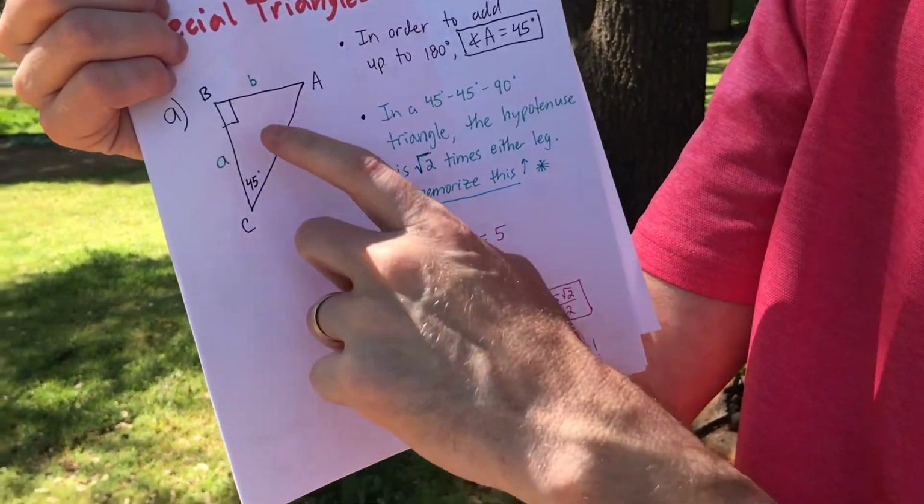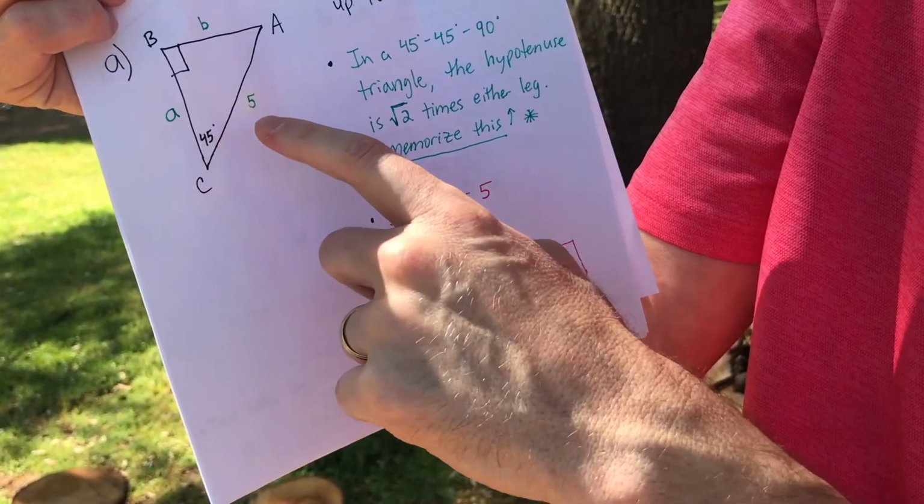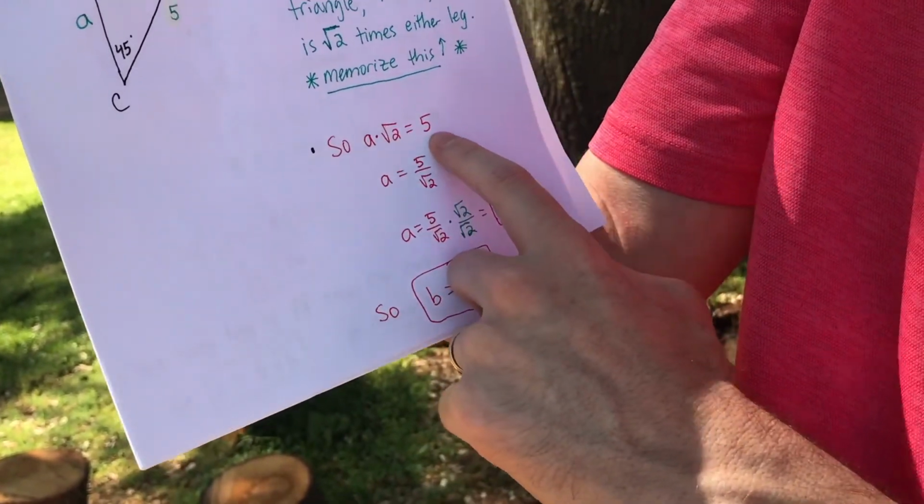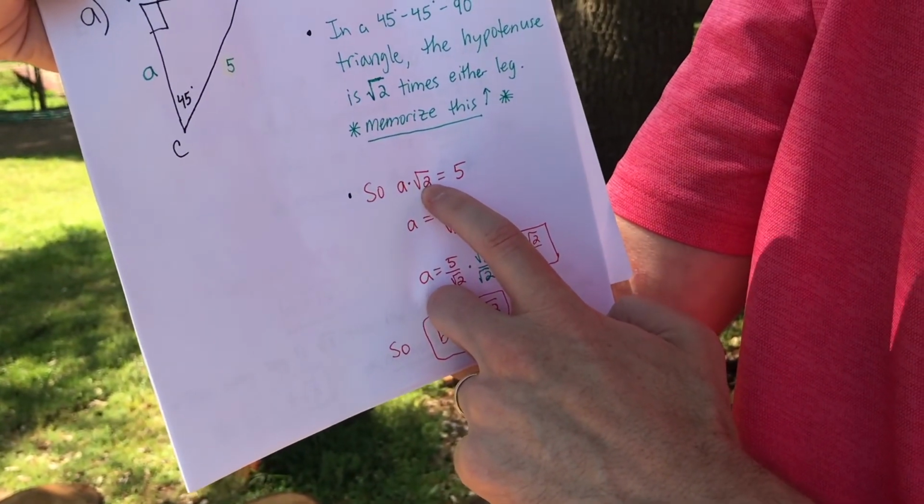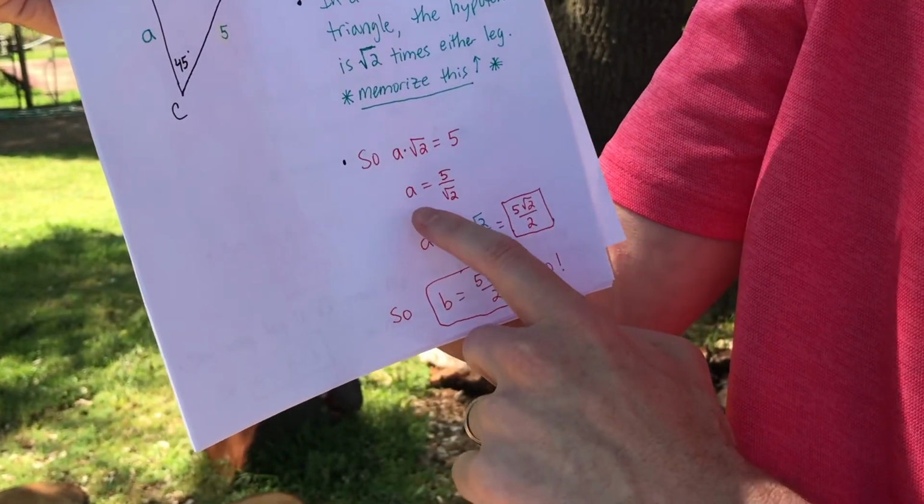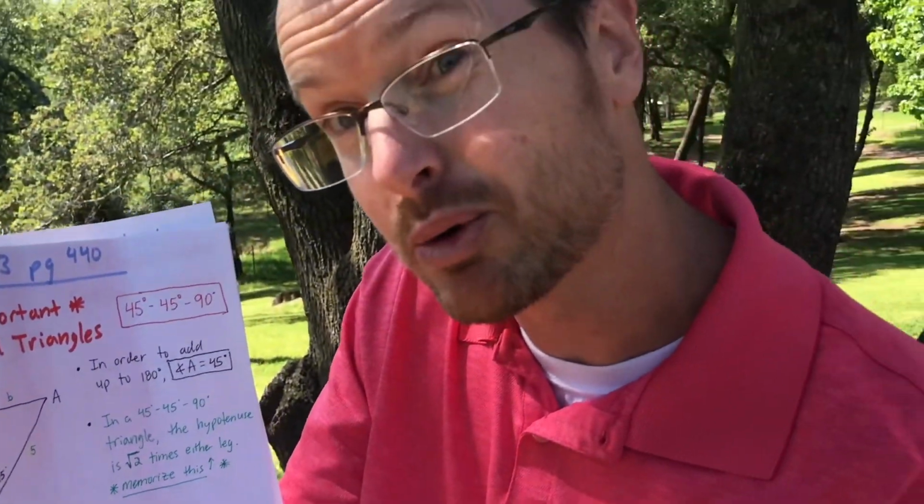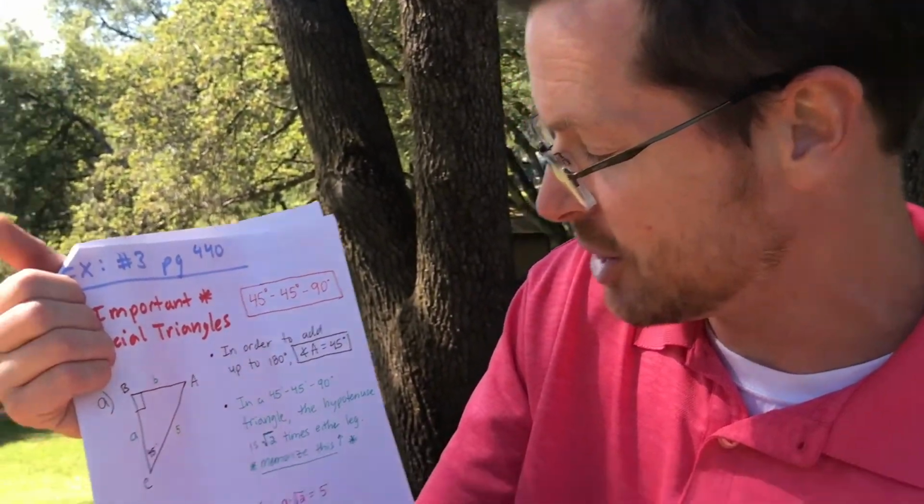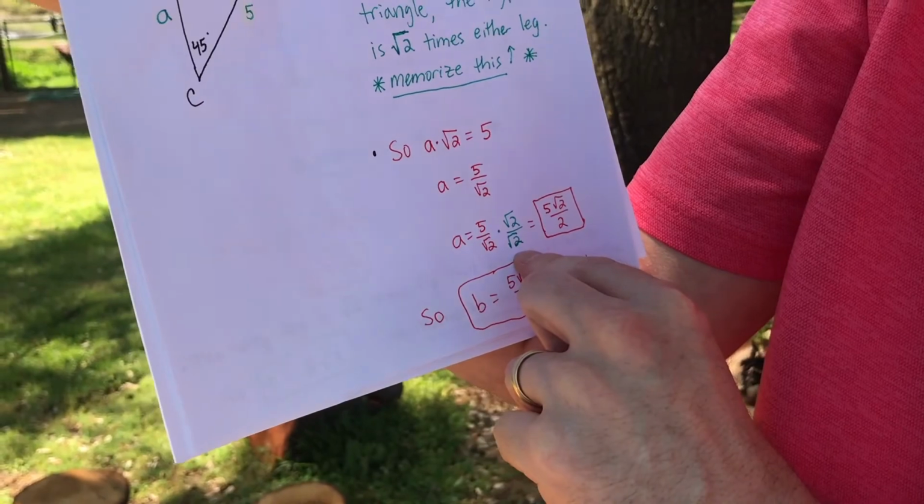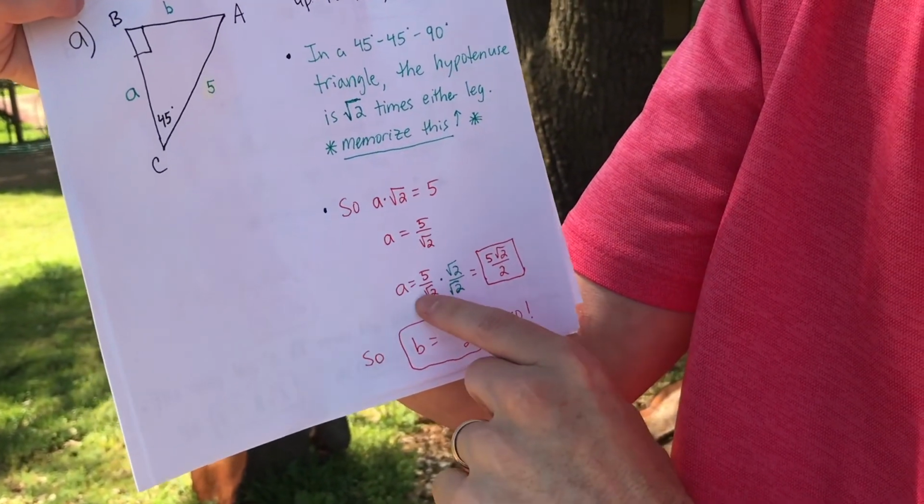So if I took my A value and multiplied it by the square root of 2, I'd get 5. So A times the square root of 2 gets me 5. My leg times the square root of 2 is 5. That's what this says. So in order to solve for A, I would just divide by the square root of 2, but you're not allowed to have square roots in the denominator. You got to rationalize that denominator. So when you multiply by the square root of 2 over the square root of 2, you get 5 root 2 over 2. That's your A value.